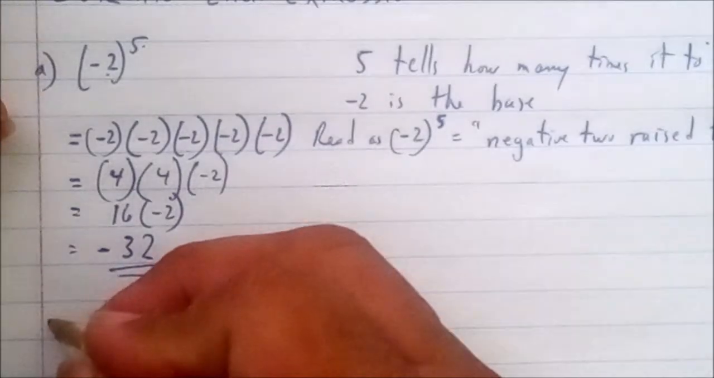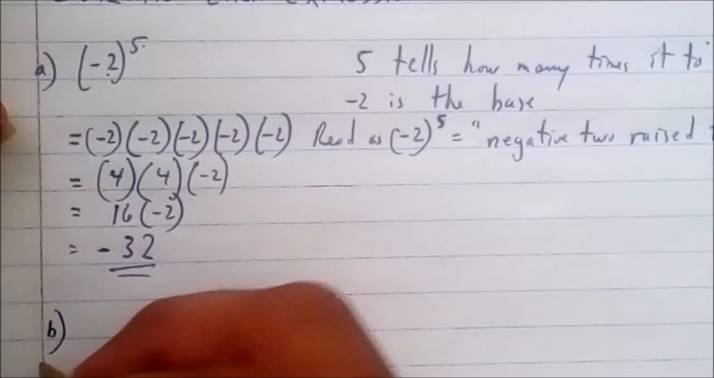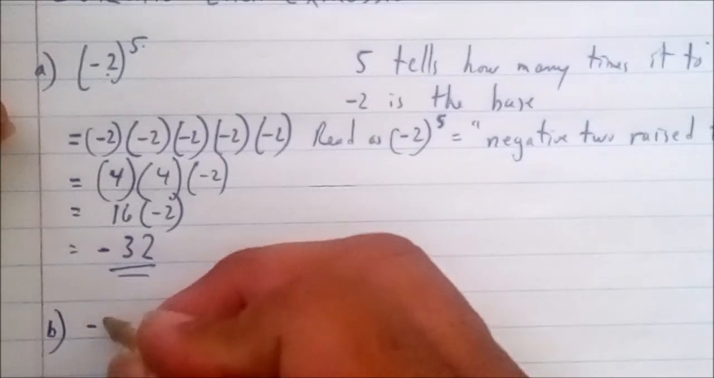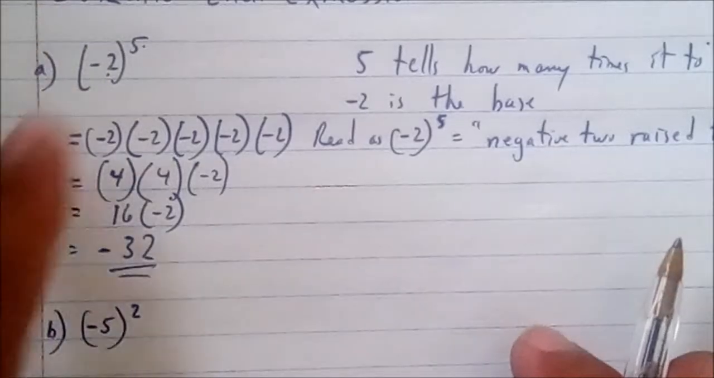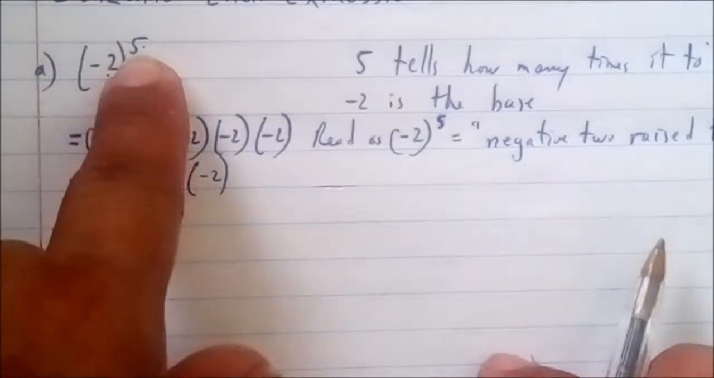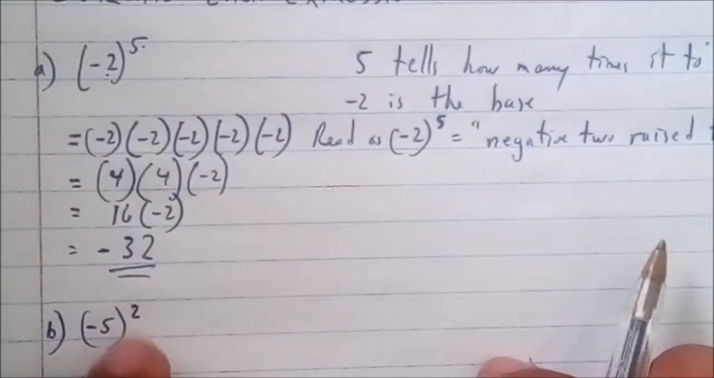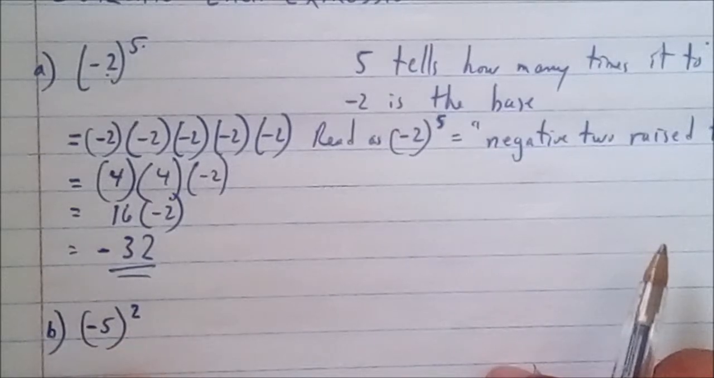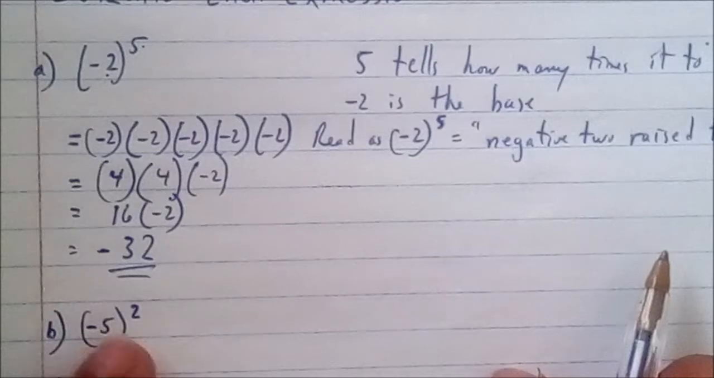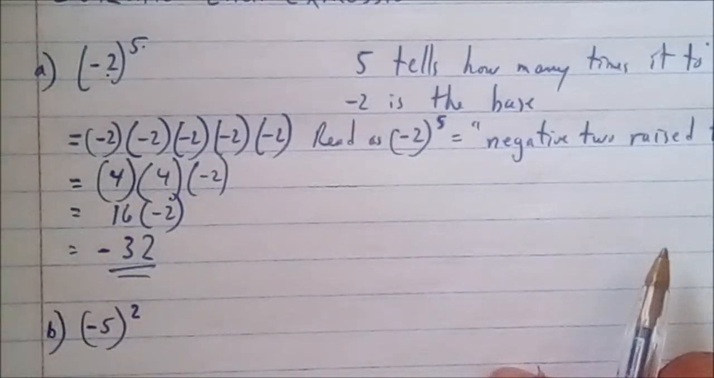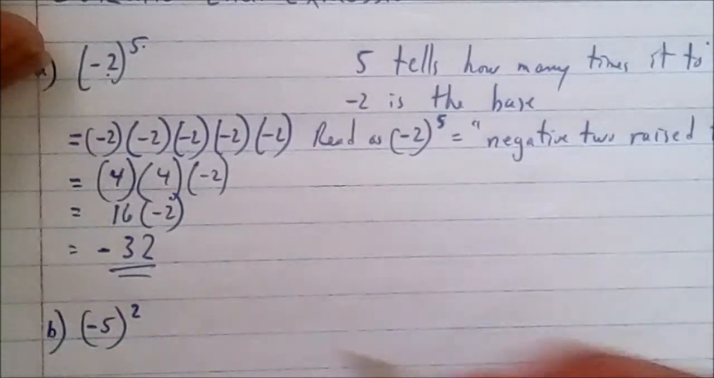So now we go to our next problem. We have negative 5 to the second power. I wanted to note here that this was an odd power, and this is an even power. So this is read as negative 5 raised to the power of 2, or to the second power, or simply squared. Alright? So now we go and expand out again.